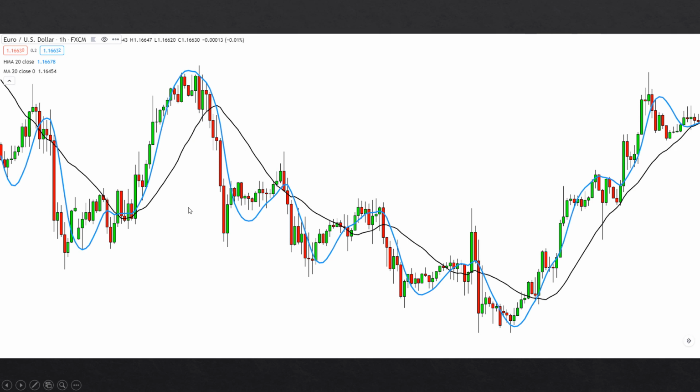That represents a reduction in the lag noise trade-off. It's only a reduction though. It's very difficult to eliminate this problem completely. However, if you use the HMA in this way, you will definitely have an edge over the traders who are only looking at the SMA, for example.